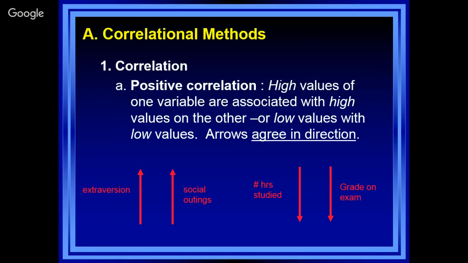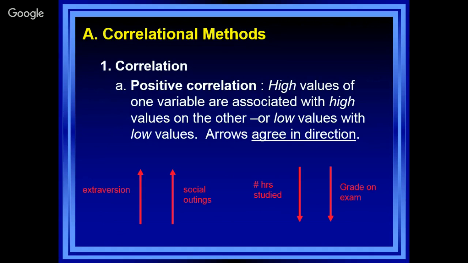Like on the right, that example: number of hours studied and grade on an exam. Again, you might know exceptions, but in general, research finds that these two are also positively correlated. Meaning, when one is low, the other's low. When the number of hours studied is low, the grade on that exam tends to be low. And you can flip them both up too. If the number of hours studied is high, the grade on the exam tends to be high. They're positively correlated because they agree in direction.